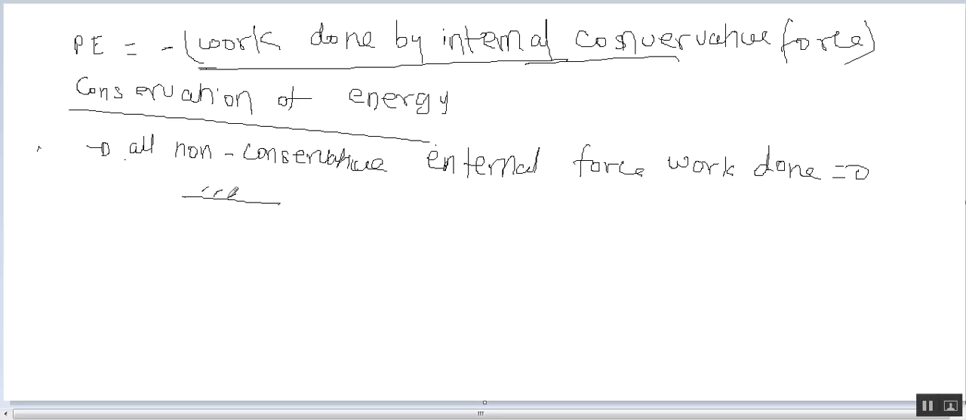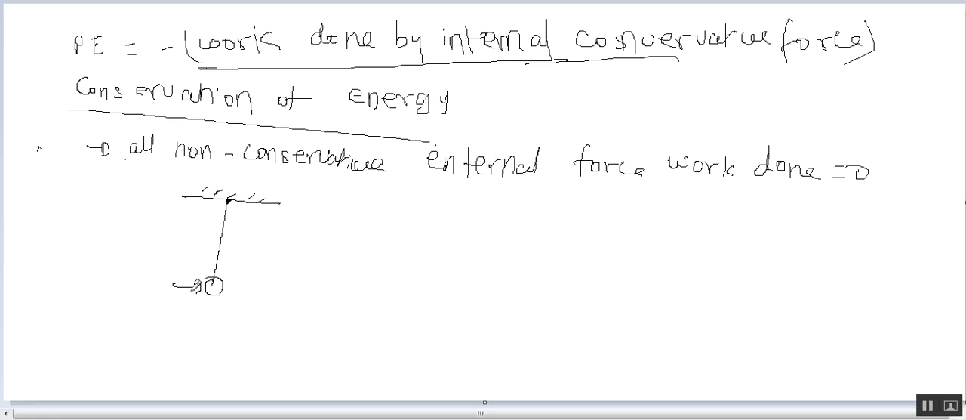Let's see, this is a simple situation. This is a string, and this is a string hanging from this support. This is a peg, and the string is hanging from it. Here you impart a velocity. Guys, here energy is conserved.